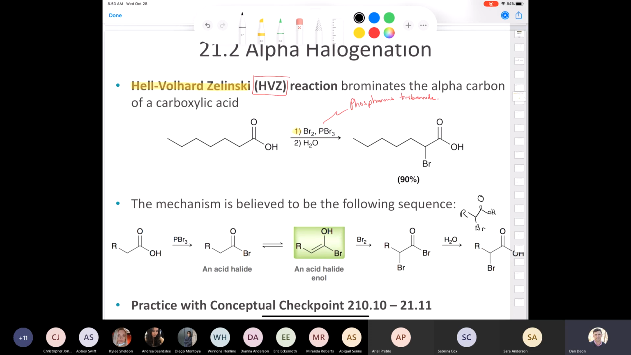I'll be honest with you, I'm never going to ask you about this mechanism, right? It even says here it's believed to be the following sequence. Not going to ask you, and he doesn't even have any curved arrows drawn in here, right? And so all you're responsible for really here is knowing the steps. First step is bromine, phosphorus tribromide. Second step is water, and that does alpha halogenation.